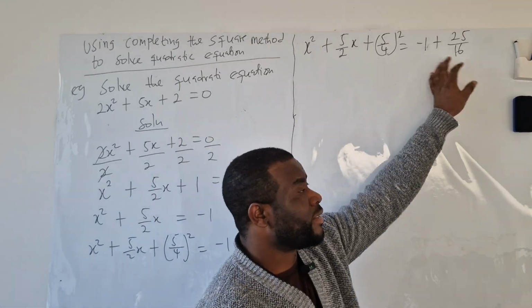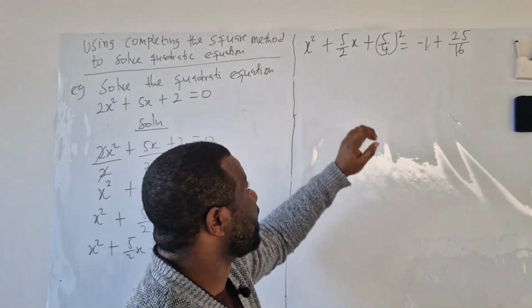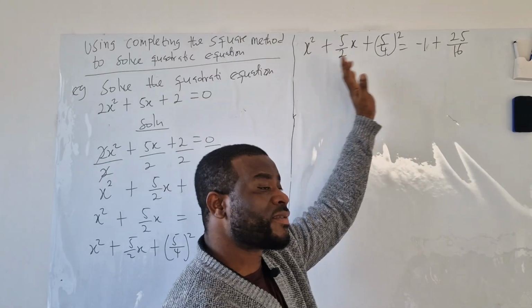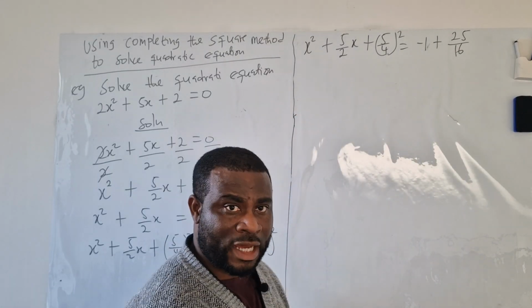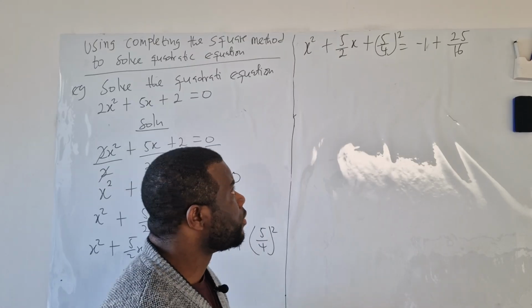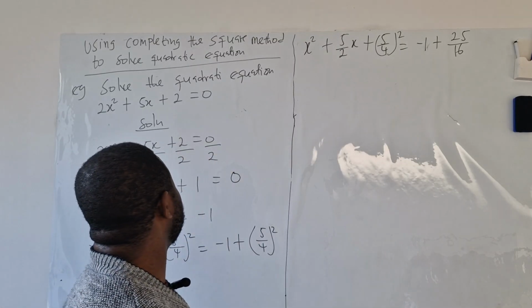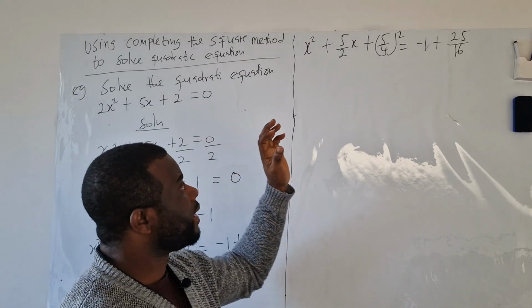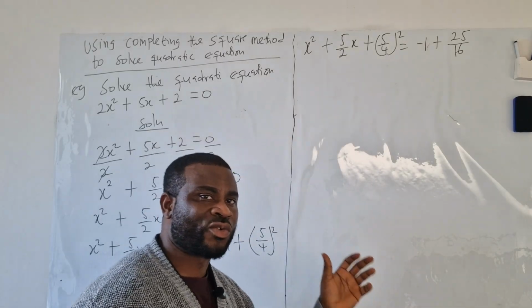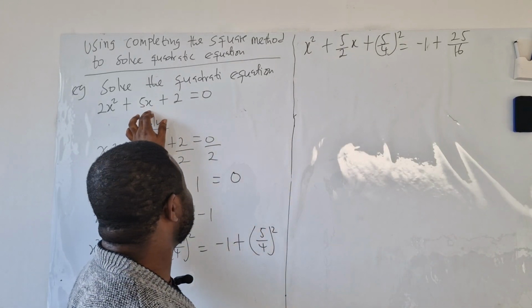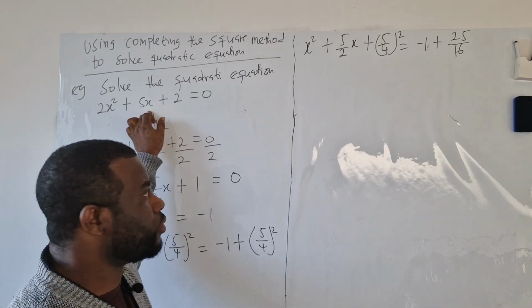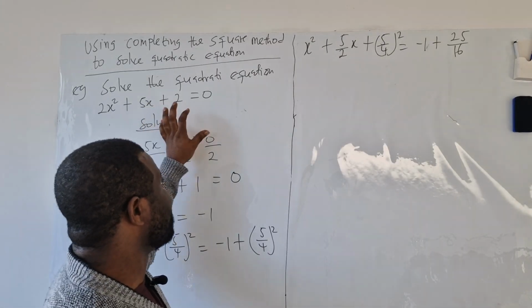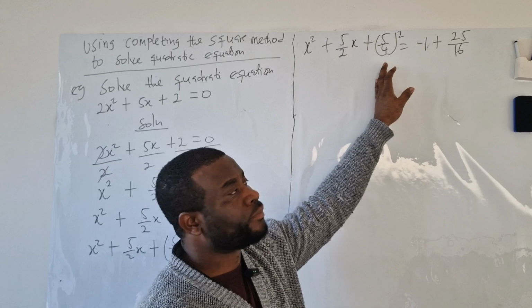Now we are going to add these two fractions, and then we factorize the left side of the equal to sign. Now, because we find half of the coefficient of x, and then we square the result, and then we added it to this side, giving us this expression.